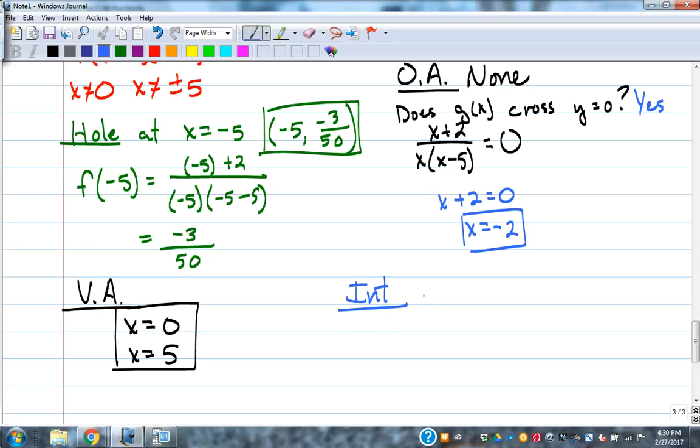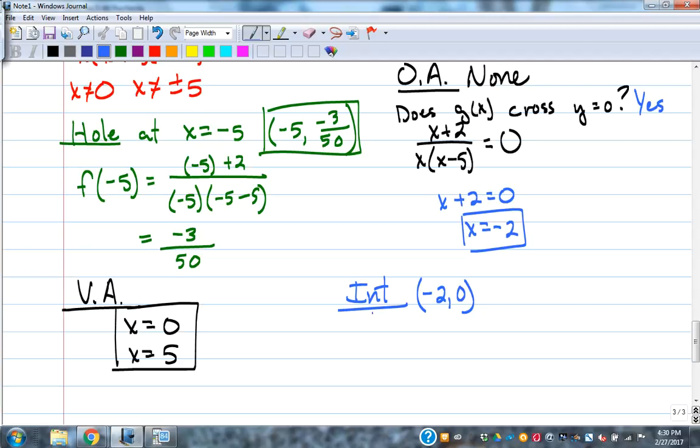X-intercepts. We get two birds with one stone. We get an x-intercept at (-2, 0), and we know it crosses the horizontal asymptote of y equals 0 because we got an x equals -2 right there. So this is normally what we would do to find the x-intercept, set the whole thing equal to 0. Just so happens that because the asymptote was there, we got that for free. Always love when that happens.